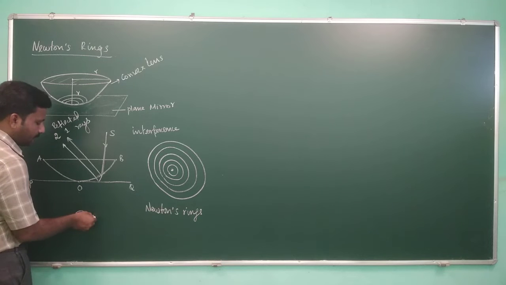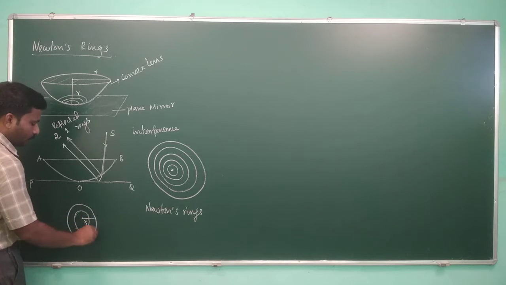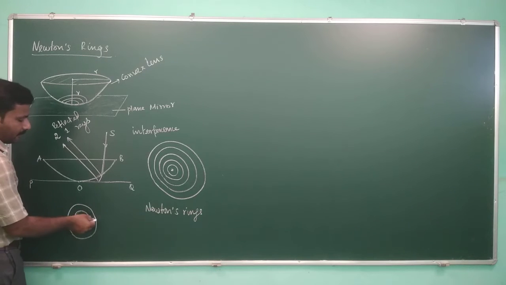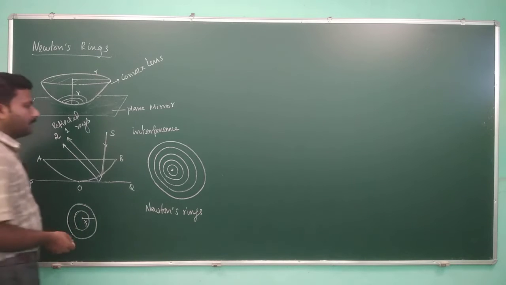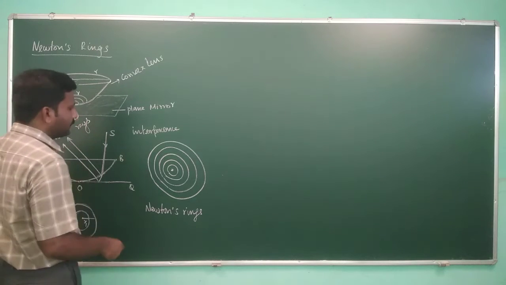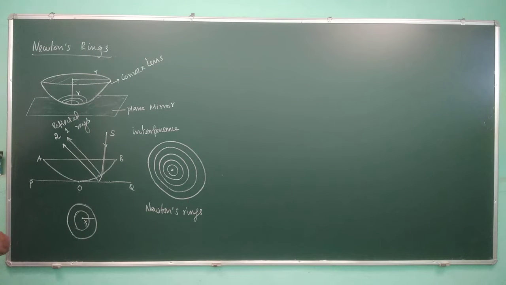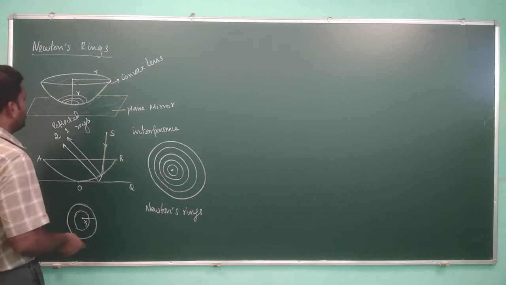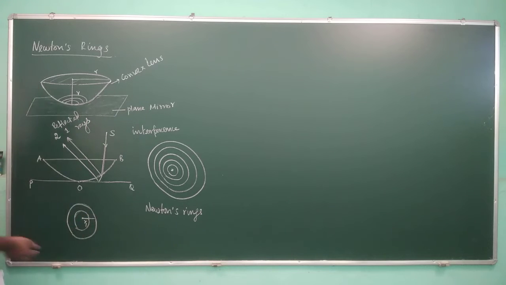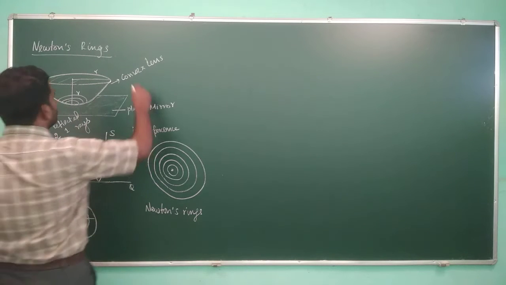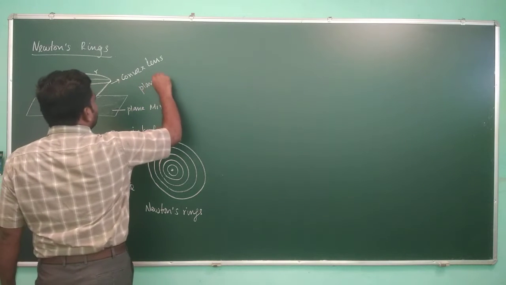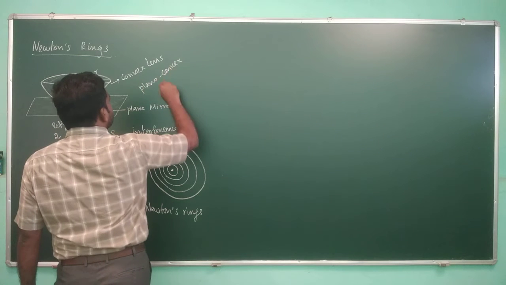And if you increase the radius, the thickness throughout this radius is also the same, and according to which condition is satisfied, we will have a bright or a dark ring, so that we will have concentric bright and dark rings consecutively. So these rings are called Newton's rings. Newton's rings are formed when interference occurs as the light ray interacts with the plano-convex lens system.